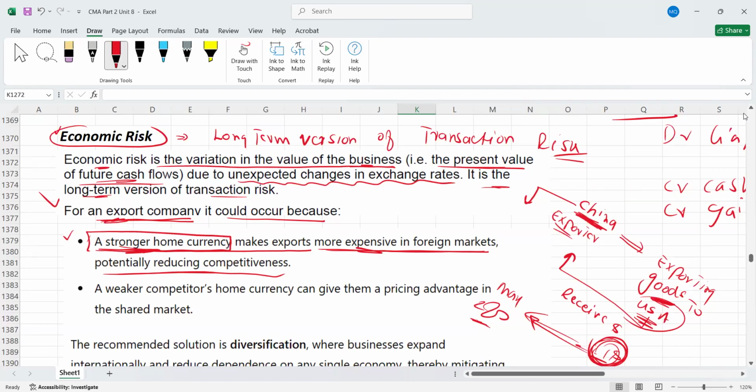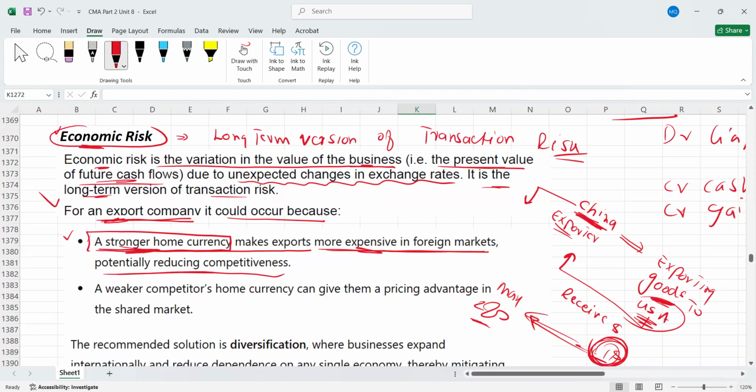Now try to understand. If you are dealing with one country, or if you are, for example, exporting to one country only, then changes in the exchange rate may affect your cash flows in the long term, right or wrong? In the long term, maybe every year you are receiving foreign currency payments. So if exchange rates are changing, you are at risk.